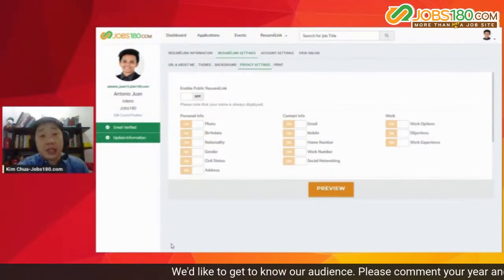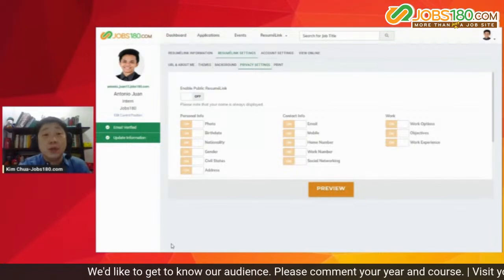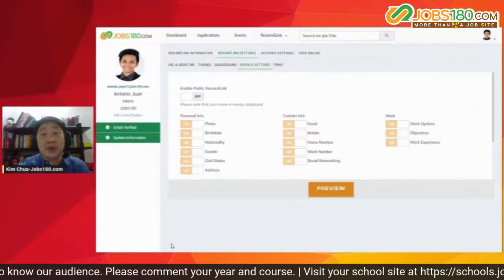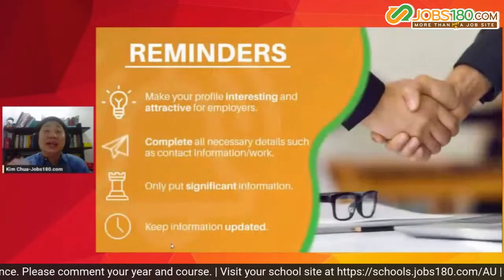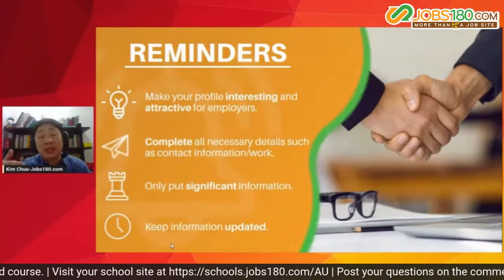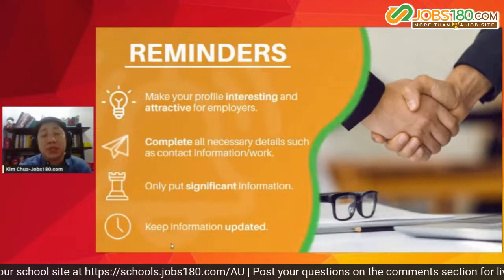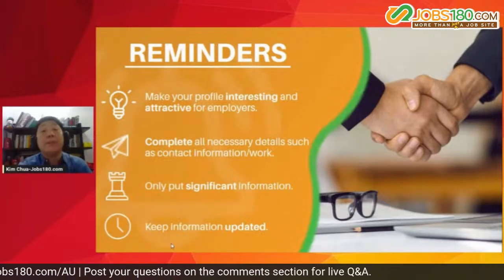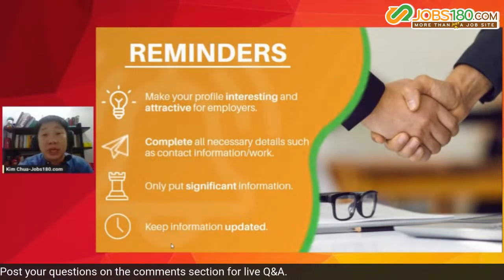If you want to turn off everything, then okay lang. You can just turn off the button. Enable public resume link, off. Wala nang lalabas sa public. Kahit na anong information. Okay? So, yan ang re-remind ko sa inyo. This, the second step is for you to complete the information. And in doing so, please make sure that your profile is interesting, diba? Yung information mo kompleto at updated ang details nyo para mabilis kayo makontak ng mga HR.